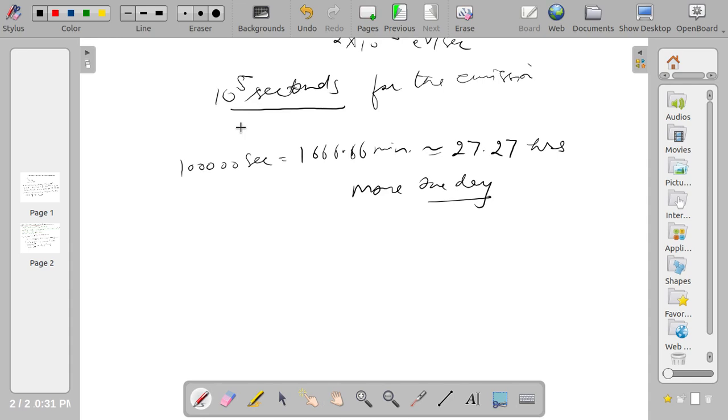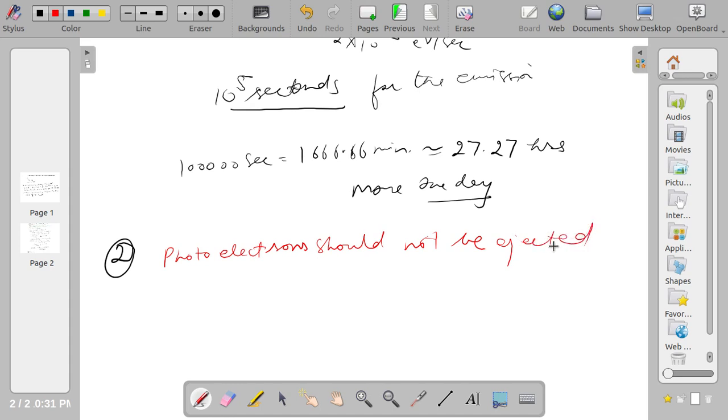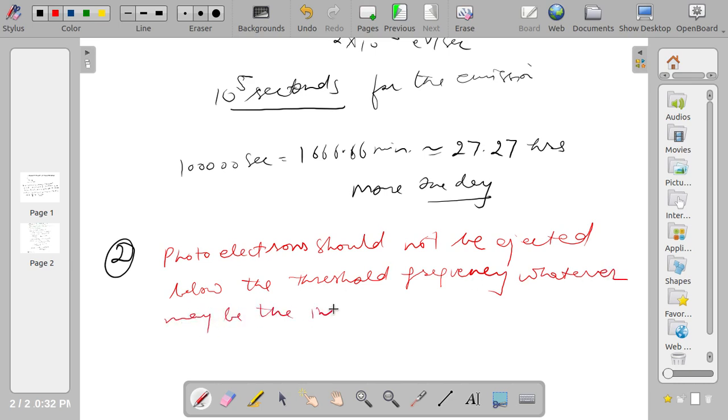Then another thing which people observe is that photoelectrons should not be ejected below the threshold frequency, whatever may be the intensity of the incident radiation.